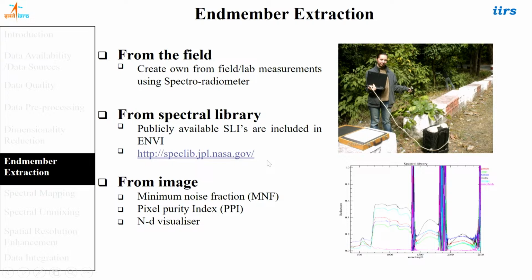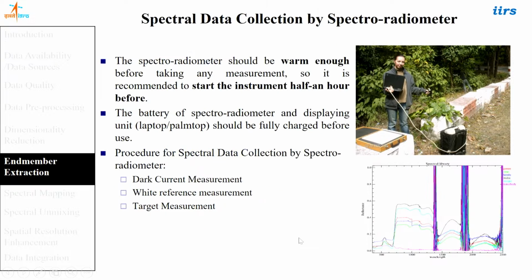Speclib.jpl.nasa.gov has a spectral library generated from various features. Or, from the image, if you have to extract end members, these steps need to be followed, that is MNF, PPI and ND visualizer. So this is the spectra collected from this spectroradiometer. These steps I'll be telling you further.